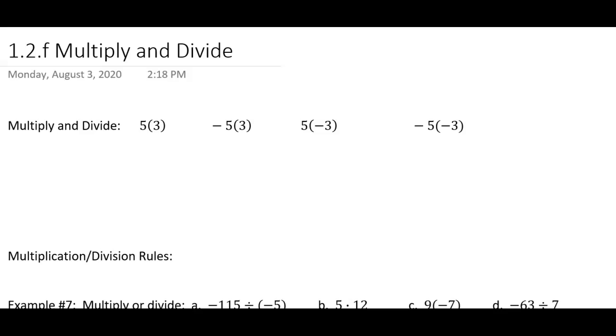So now we're going to multiply and divide integers. We're going to use the chip model again and try to explain what's going on here. Say you have a set of positive 5, and you're going to have that 3 times. So you have 3 sets of positive 5, and that gets us 15.